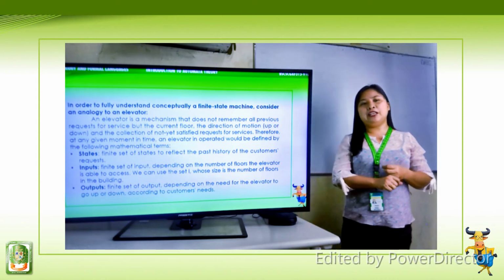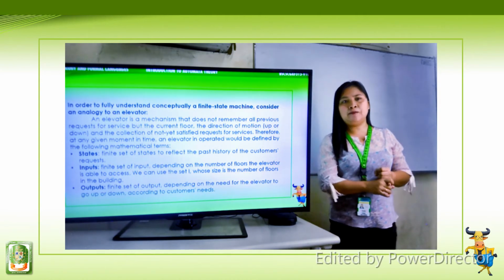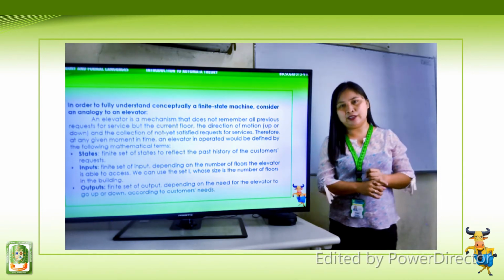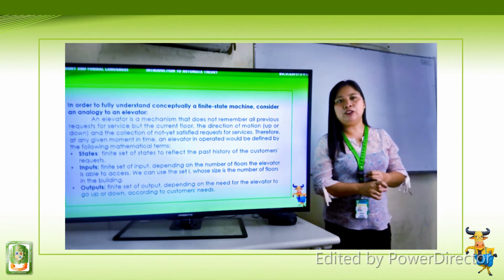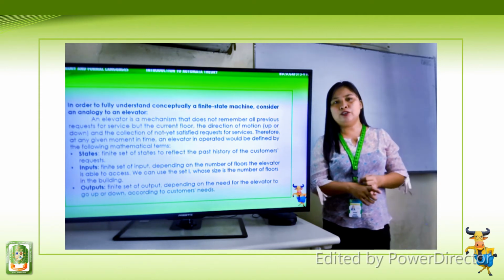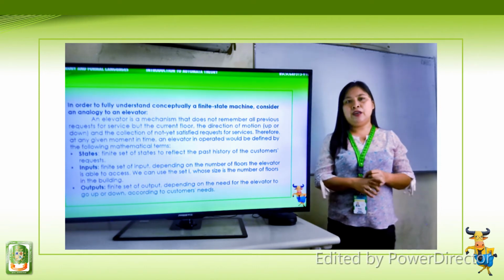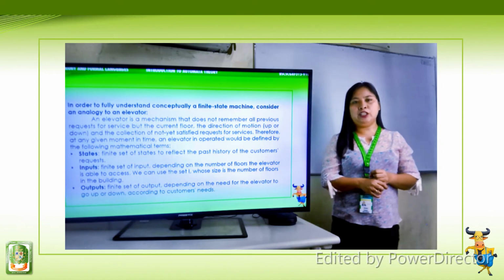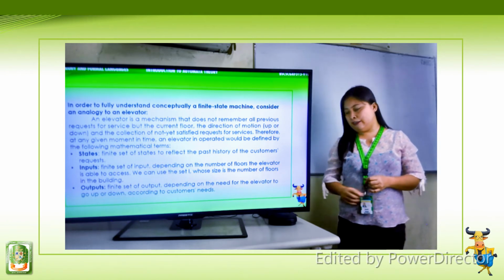So, hindi mawawala dyan yung states, inputs, and outputs. For the states, a finite set of states to reflect the past history of the customer's requests. For the inputs, a finite set of inputs depending on the number of floors the elevator is able to access. We can use the set I, whose size is the number of floors in the building. And outputs, a finite set of outputs depending on the need of the elevator to go up or down according to customers' needs.